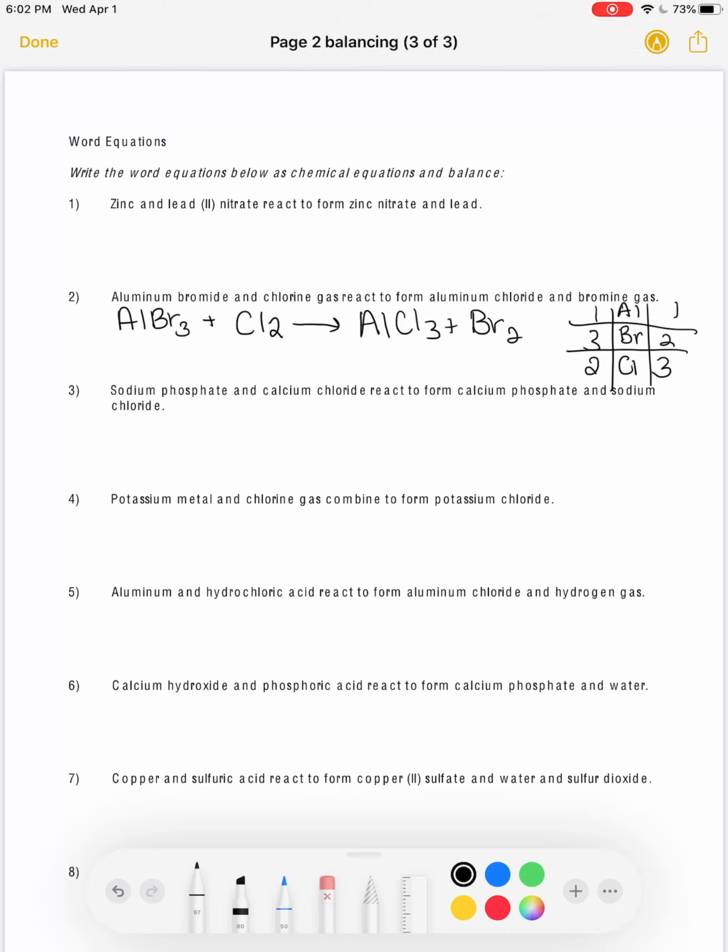Okay, so for bromine, here we have 3. So to get to 6, I have to put a 2 here. That gets me 6, and that gets me 2 here. And now over on this side, I can put a 3 here, and that gets me 6. Now I need to get my chlorines to balance. So again, I need to get to 6. So I'll put a 2 here, because that gets to my aluminum and my chlorine. So it gets me a 6, and that also gets me a 2, which is balanced. And so I can put a 3 here, and bada bing, bada boom, you are balanced, my friend.